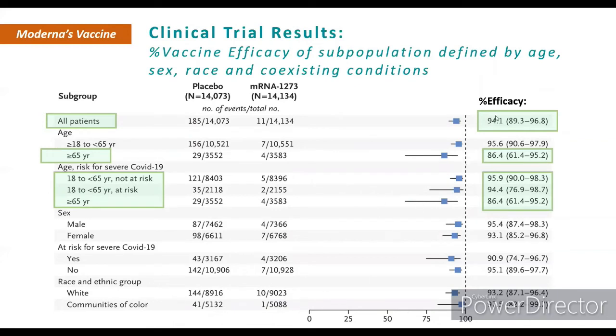The overall efficacy is 94.1%. Our data of interest here is the older population, greater than 65 years. For their case, the efficacy rate is not very high, only 86%. So this vaccine did not perform as well on an older age group compared to the Pfizer vaccine.